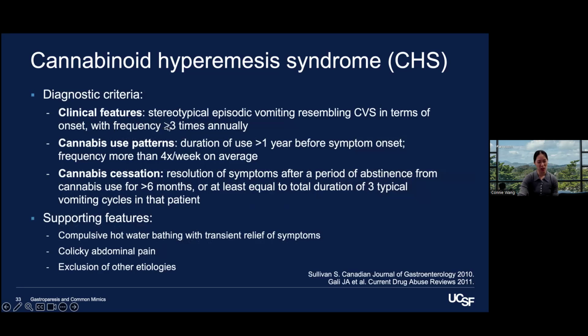Diagnostic criteria are pretty much the same as those for cyclic vomiting syndrome, with the addition that there has to be a history of heavy chronic use of cannabis, typically over a year. As for frequency, most of the time it's daily use, but they say at least 4 times per week on average. It's kind of funny that this is part of the diagnostic criteria, but cessation of the cannabis leads to resolution of the symptoms. This usually has to be a period of abstinence of about 6 months, or at least equal to the total duration of 3 typical vomiting cycles for that particular patient.